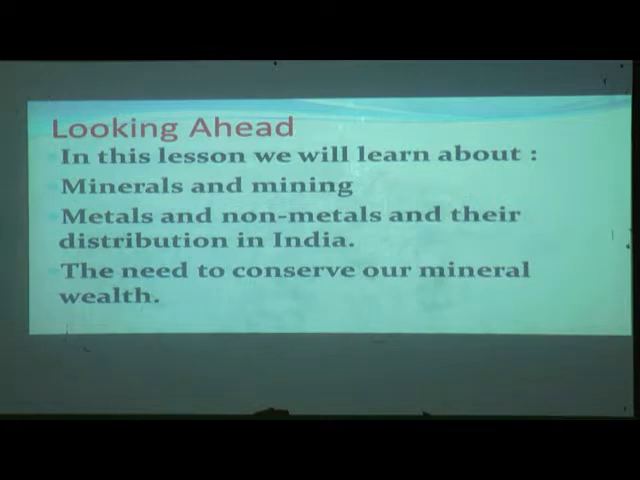In this lesson we will learn about what minerals and mining are, and what exactly minerals are. Then we have two types of metals, metals and non-metals. What are they? We will learn in this lesson. We will also learn about the distribution of minerals in India, the need to conserve our mineral wealth, and the ways in which we have to conserve it. All this is included in the lesson.